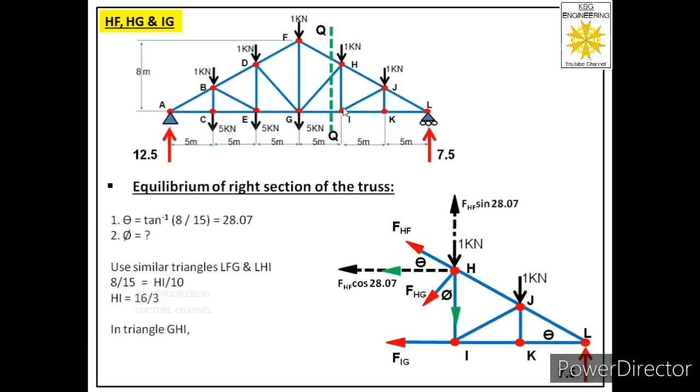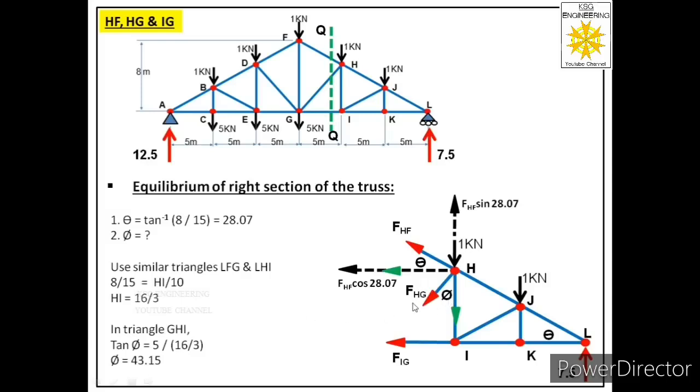Now we will say in triangle GHI, we will say tan phi is equal to 5 divided by 16 by 3. So from here we will get angle phi equal to 43.15. So we have found angle phi.